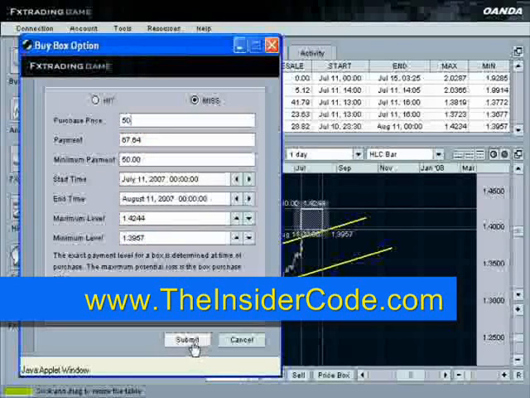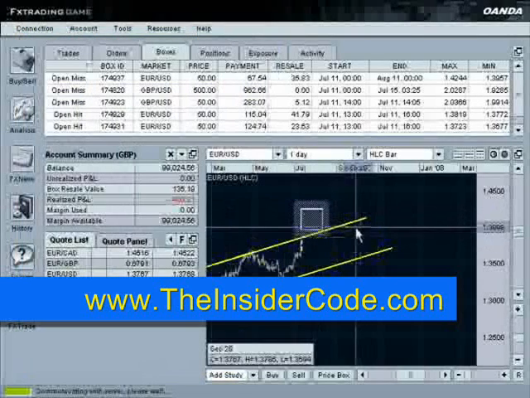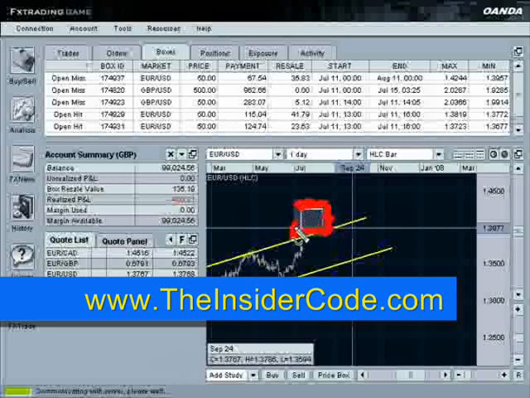Okay, so let me go ahead and hit submit. So now the box is there. And you can see that I have two boxes there, so it looks a little bit funny. And you can see that it's shaded on the outside. Okay, that's a miss box.